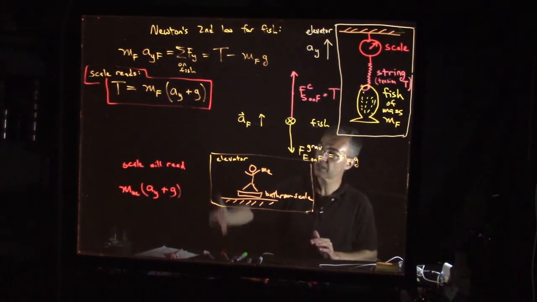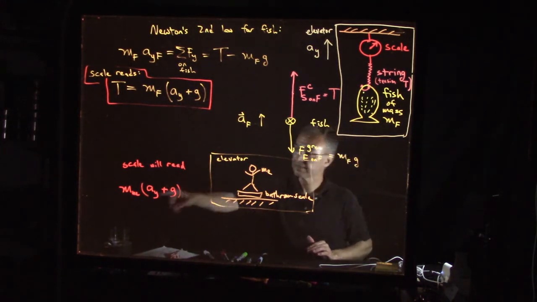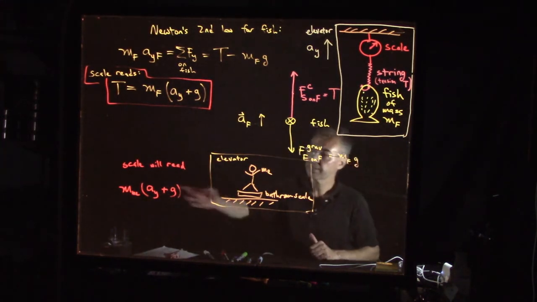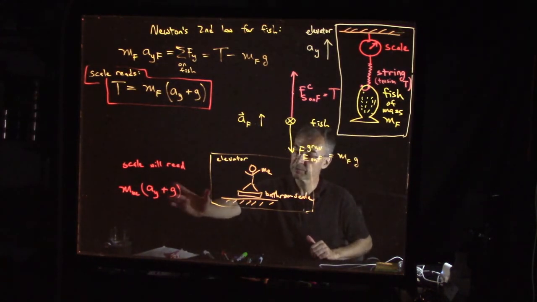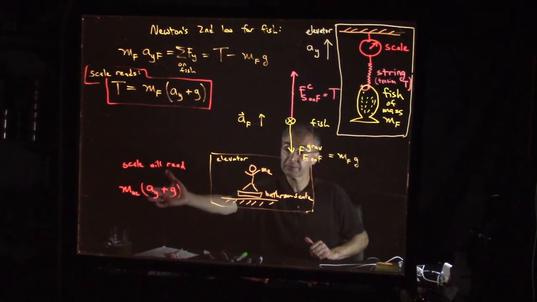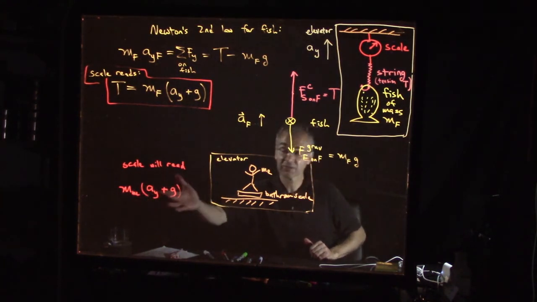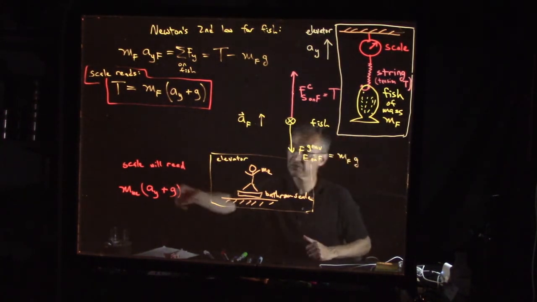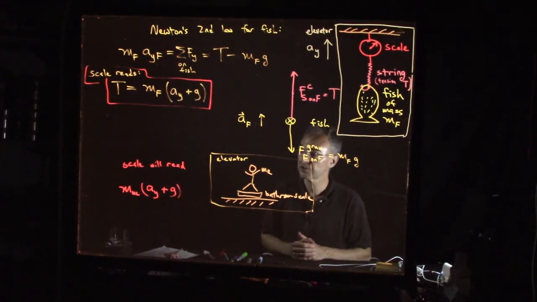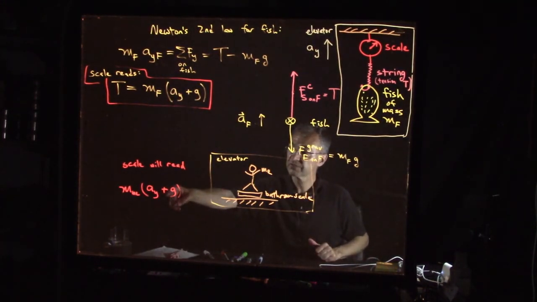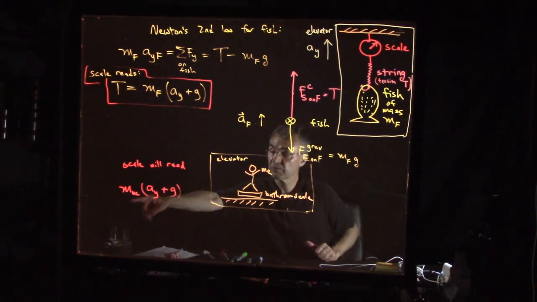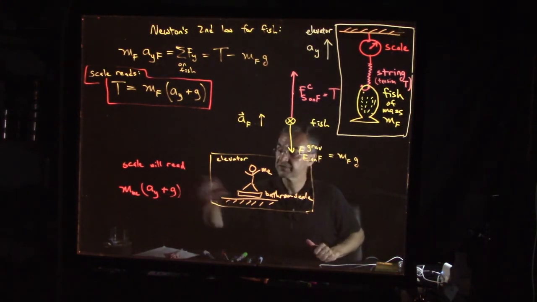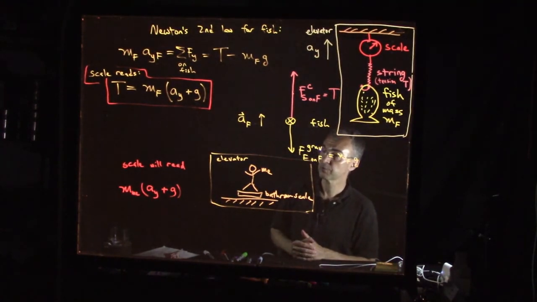So let's say g is 9.8 meters per second squared, then it's my mass times 9.8 meters per second squared. If the elevator is accelerating upward, say at 2 meters per second squared, then it would be my mass times 11.8 meters per second squared. If the elevator is accelerating downward at 2 meters per second squared, then it would be my mass times 7.8 meters per second squared that the scale reads. So if the elevator is accelerating downward, the scale reads something smaller than my usual weight. If the elevator is accelerating upward, the scale reads something bigger than my usual weight.